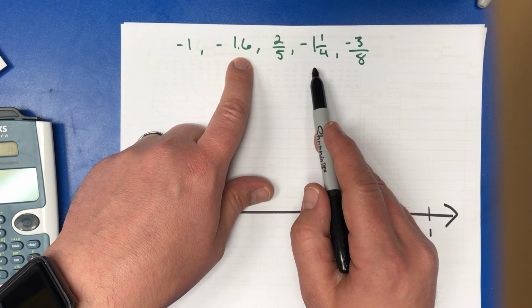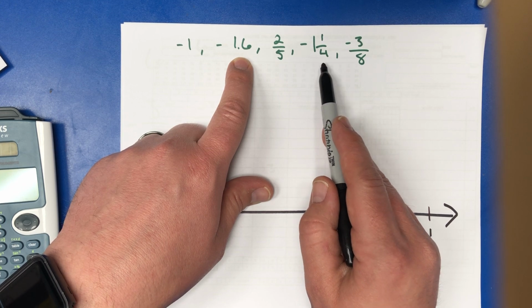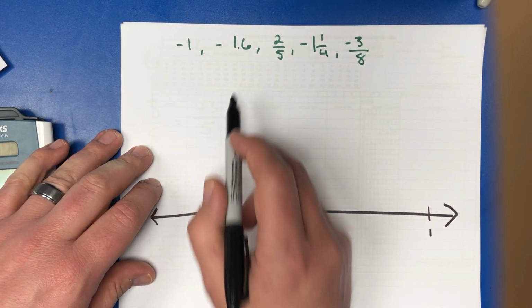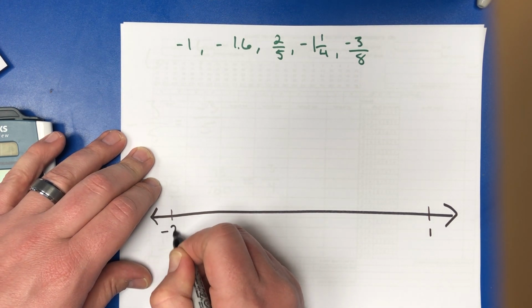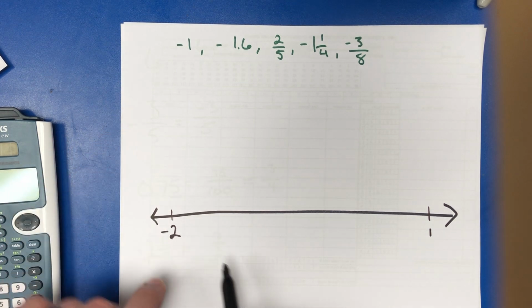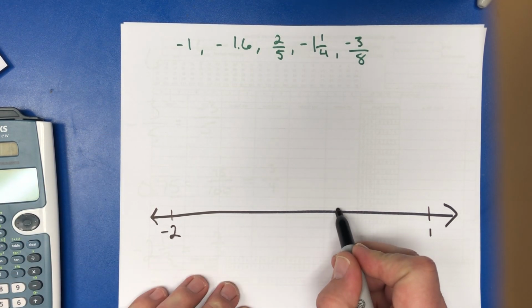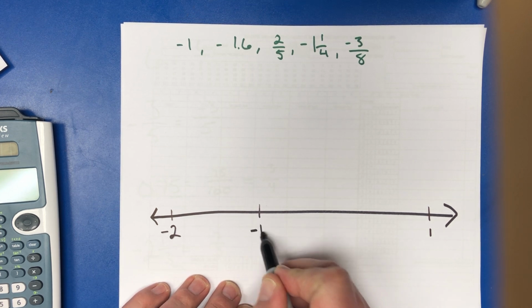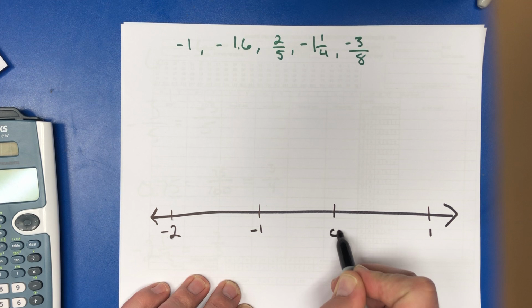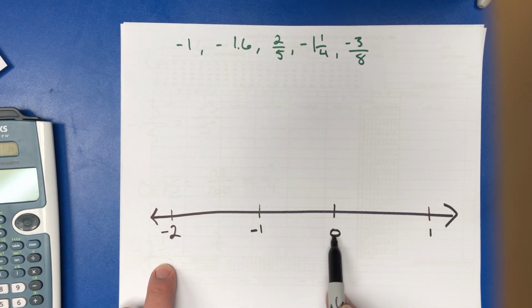Negative 1.6 has a little bit of a greater absolute value, so a little bit further away from 0 than negative 1 1/4. But it does not reach negative 2, so I'm going to have the bottom of my number line be negative 2. So I got negative 2 all the way to positive 1. I'm going to try to make this even. And I did a decent job. Negative 2 to negative 1 to 0 to 1.